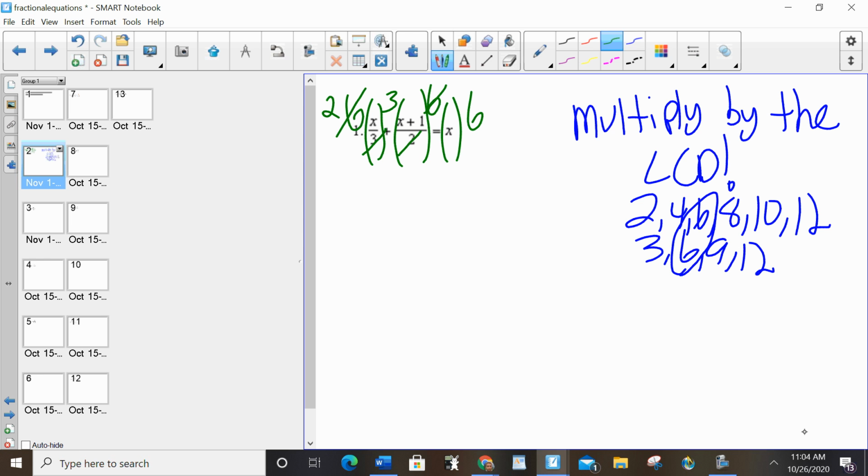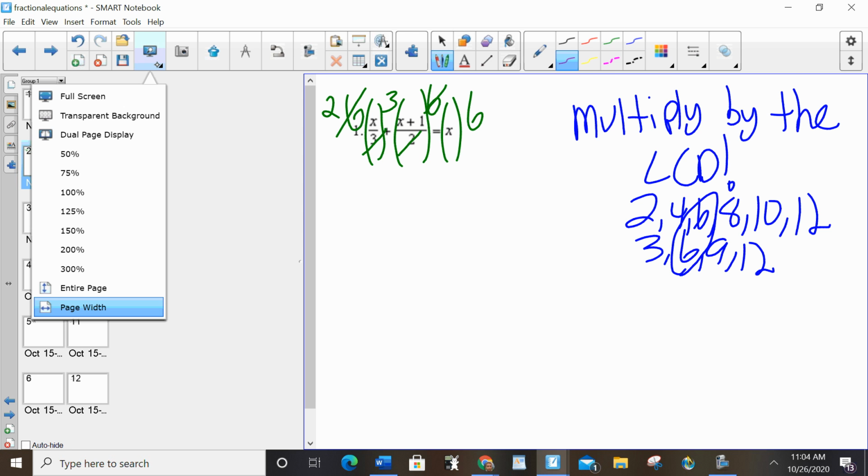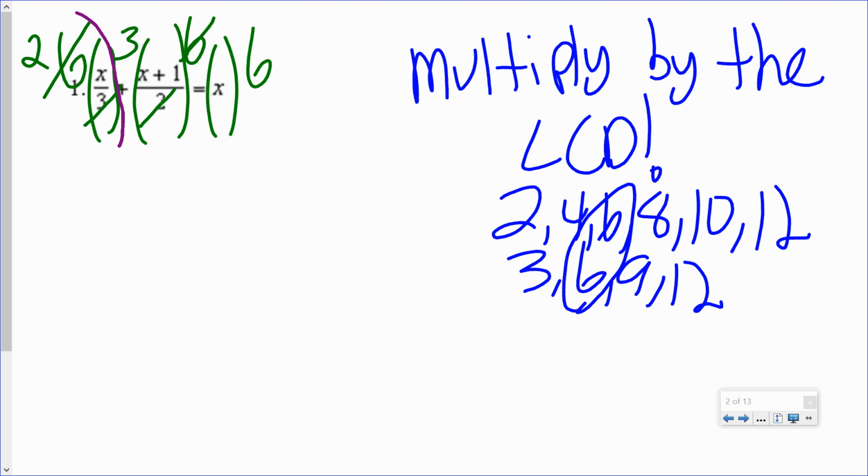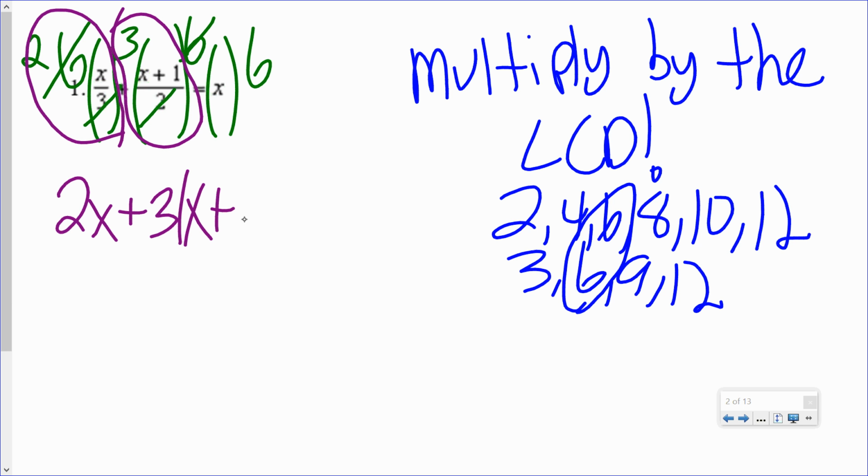Let's do a different color now. In my first fraction, I have 2 and x. I multiply those, I get 2x. In my second fraction, I have 3 and x plus 1. So I'm going to write 3 parentheses x plus 1. And on my right side, x times 6 is 6x.